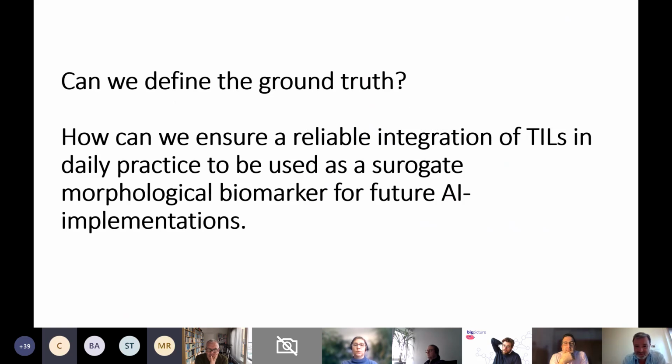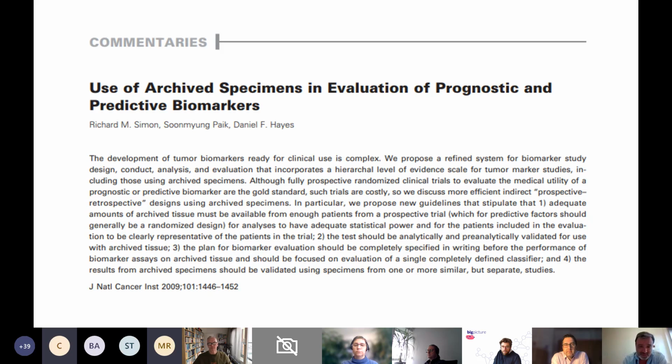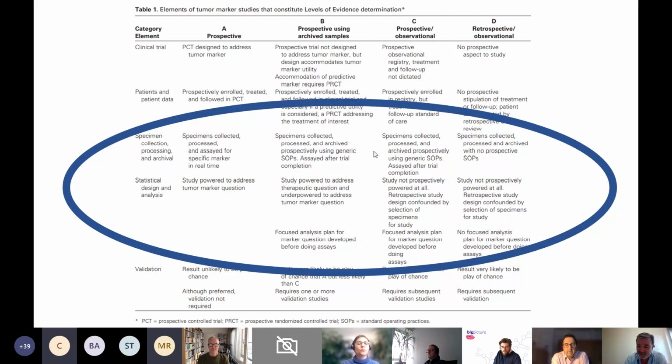So can we define the ground truth? And how can we ensure a reliable integration of TILs? And you can replace TILs by any morphological biomarker for future AI implementations. How do we do this? By clinical trials. Carsten has already reported on this very famous article, and I started to read it in very much detail and try to do the exercise, adding some AI thinking in this narrative.